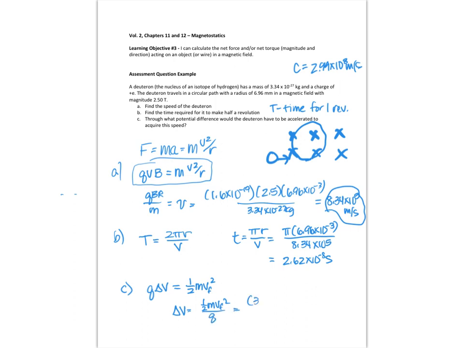So the mass is 3.34 times 10 to the minus 27. My velocity is 8.34 times 10 to the 5th, squared. And then I divide by 2 times this charge. And I get a potential difference of 7,360 volts.